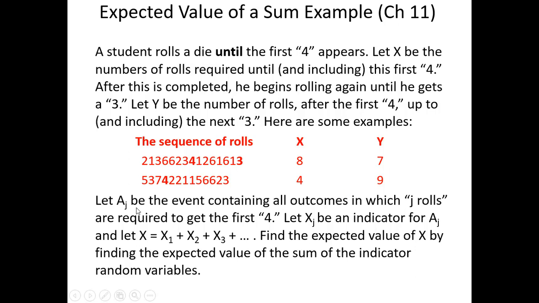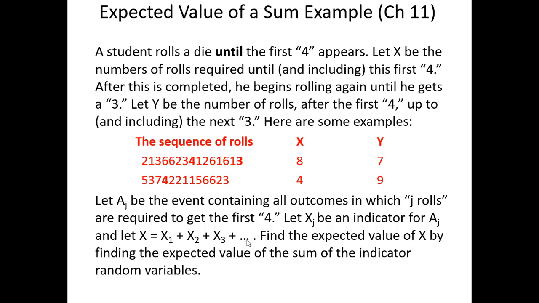Let's let AJ be the event containing all outcomes in which J rolls are required to get the first 4. Okay, let's let XJ be an indicator for AJ, and let's let this capital X be the sum of these indicator variables. No limit on top. So here's where we start to see an infinite sum.